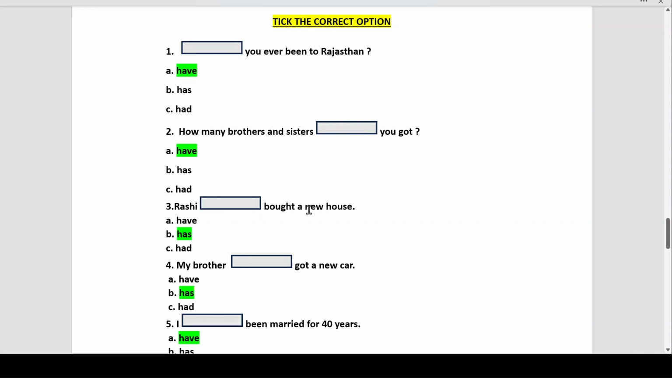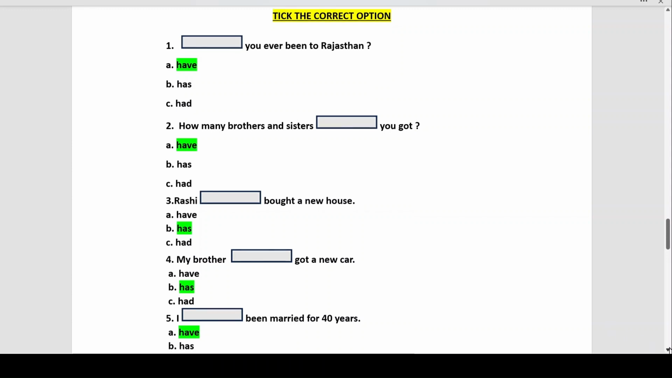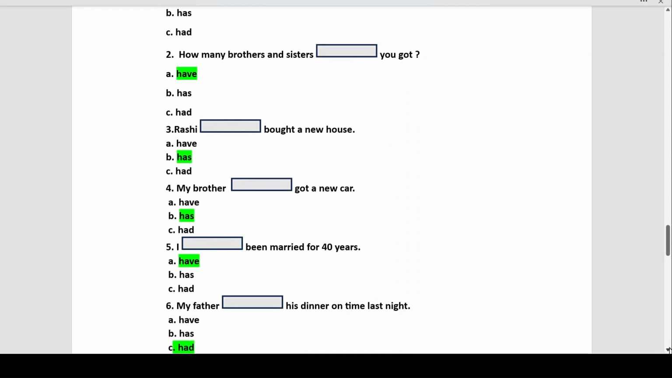Rashi dash bought a new house. Rashi is your singular subject. It is third person singular, therefore we will write has because it is in the present tense. What present tense is this? She has bought a new house, something which happened in the past, but that house still exists in the present. That is why we are writing has. My brother dash got a new car. My brother is a singular subject, third person singular, and has got a new car, because has follows third person singular subjects.